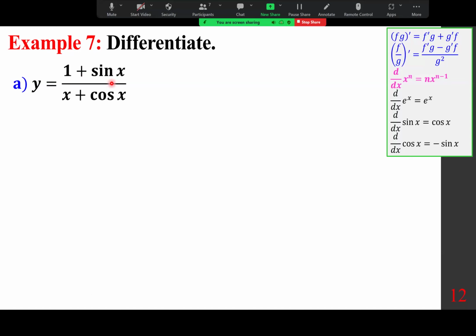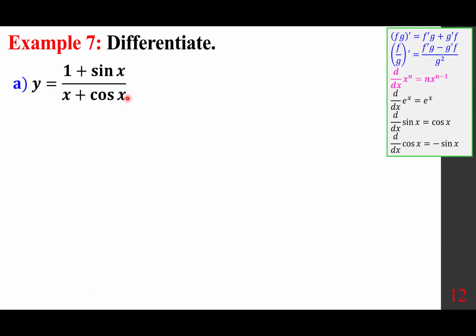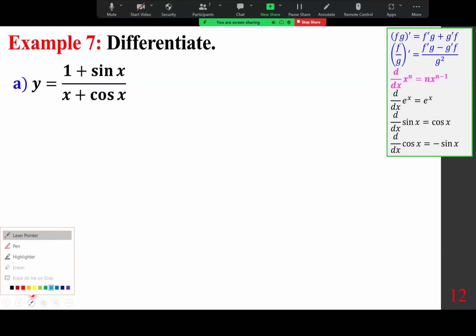Differentiate y equals (1 plus sine x) over (x plus cosine x). We are going to use the quotient rule: f prime g minus g prime f over g squared. Again, if I'm differentiating this, first I'm going to write the formula next to me and follow that. And so we have what?